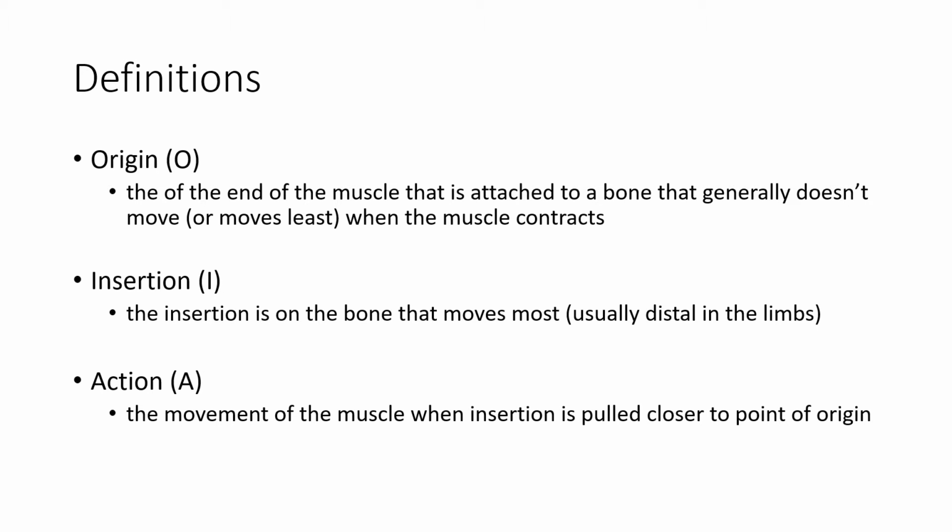So OIA stands for origin, insertion, and action. And we covered these in lecture 15, but just expanding upon them and revisiting them. Origin is the end of the muscle that is attached to a bone that generally doesn't move. So it's the immovable portion, hence origin. Insertion is the insertion on the bone that moves the most. So it's going from the origin, immovable bone, to insertion, movable bone. And the action is the movement of the muscle when the insertion is pulled, moved closer to the point of origin. So each muscle is going to have an OIA.